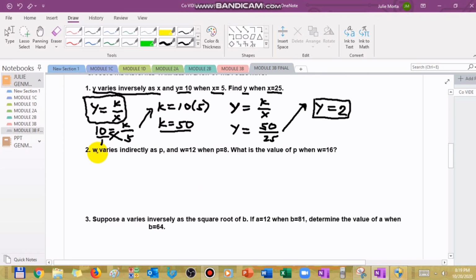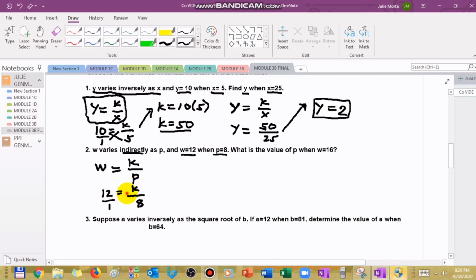Number 2 naman, w varies indirectly, o parehas lang, indirectly or inversely as p. So, translate into symbol. W varies indirectly as p, and w is 12 when p is 8. So, substitute muna natin yan para makuha yung k. So, w is 12. That is equal to, wala ka pang k, so k muna, constant over p, ang p mo ay 8. So, this is over 1.